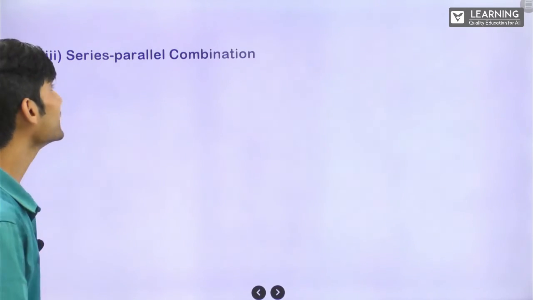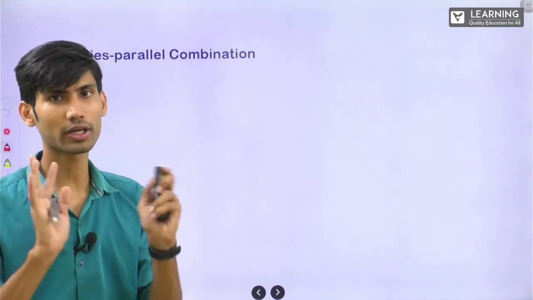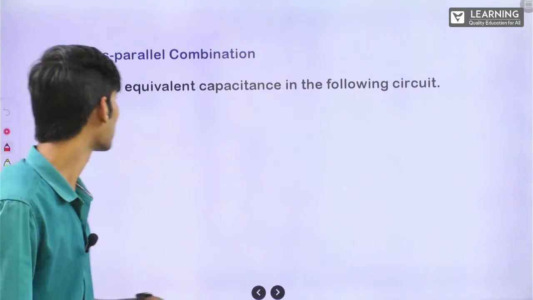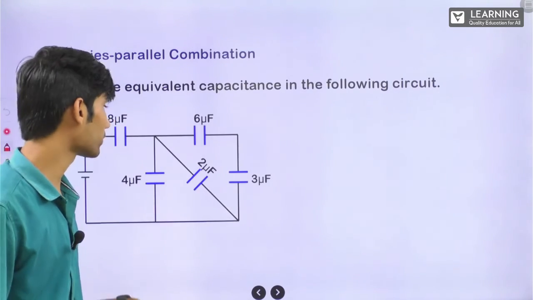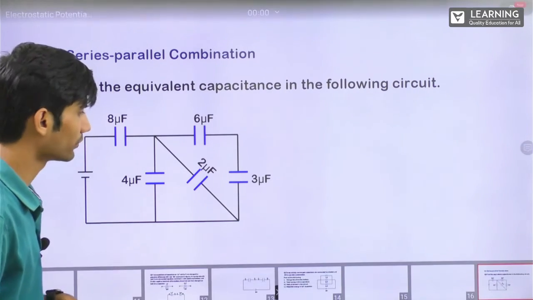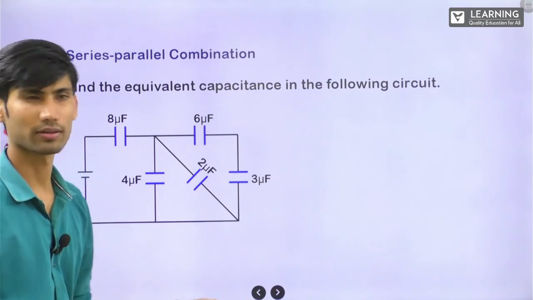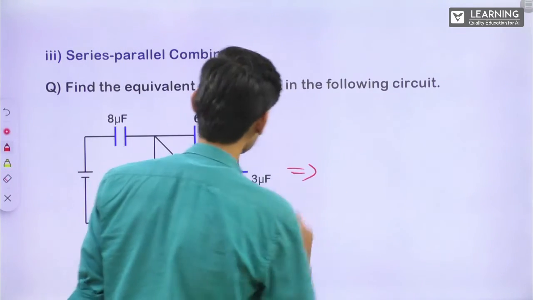Now third, series parallel combination. That means mix. In one circuit only, both kind of combination will be there. Let's see. Find the equivalent capacitance in the following circuit. This is the circuit. How do we do this? Very simple. These similar questions you have done in resistance also in 10th, right? How will we do this?